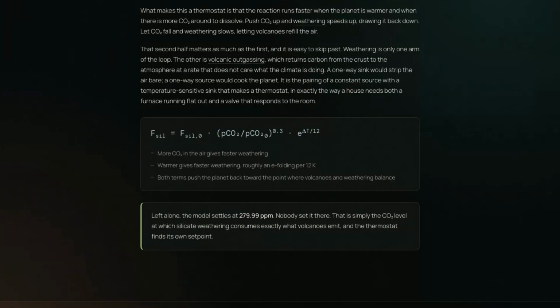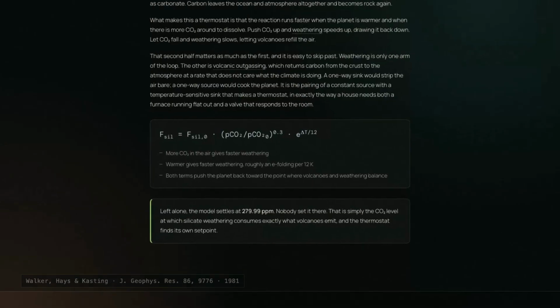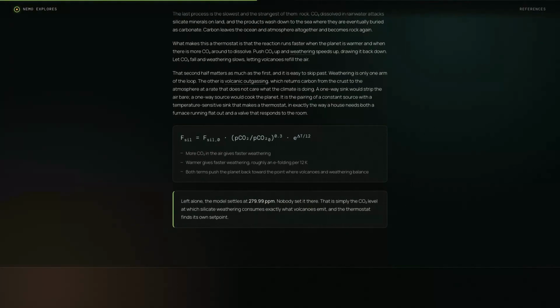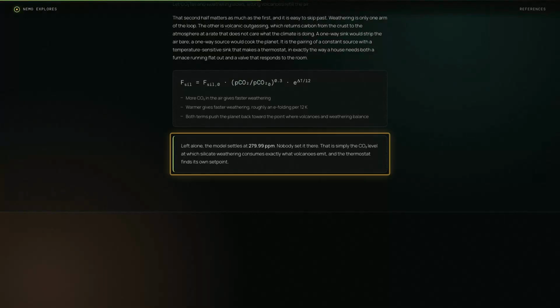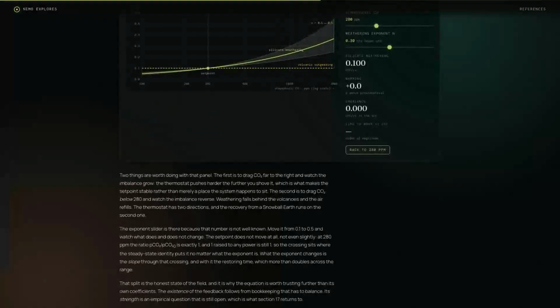Walker, Hayes, and Casting proposed exactly this in 1981 to explain how Earth stayed liquid under a much fainter sun. Left alone, the model settles at 280 parts per million. Nobody put it there. That is simply where the two sides balance. So how strong is that thermostat?